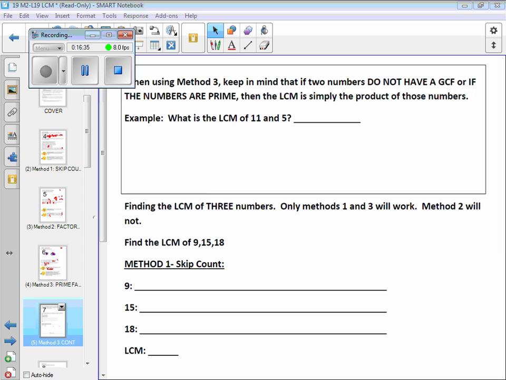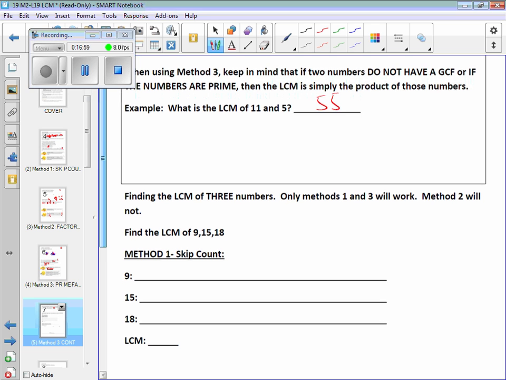Multiply the two numbers together. You multiply the two numbers together. So the LCM of 11 and 5 is 55. And by the way, 11 goes into 55 how many times? 5, which is the other factor. 5 goes into 55 how many times? 11 times, which is the other factor. Okay?